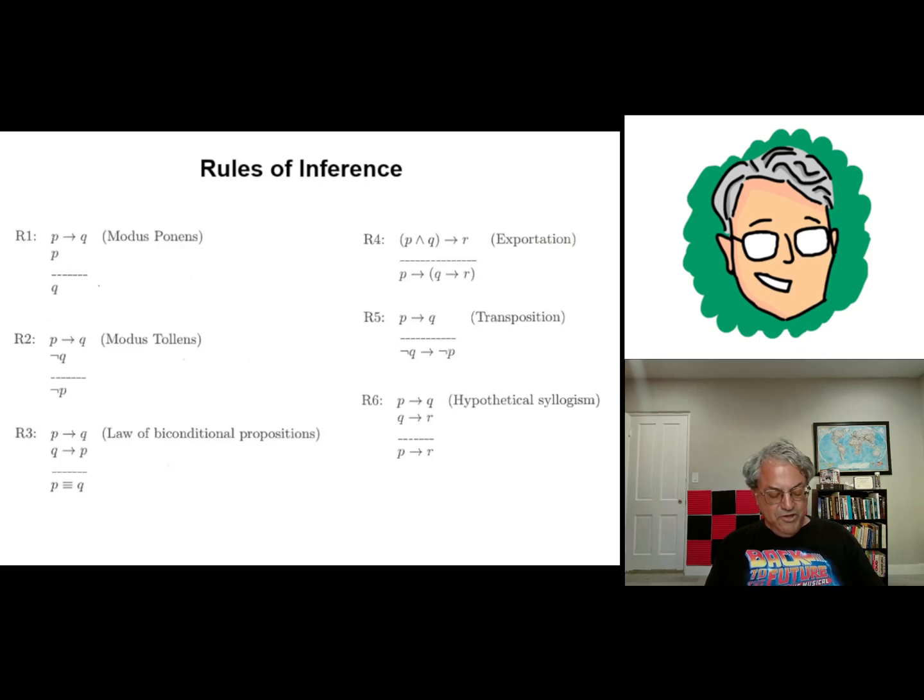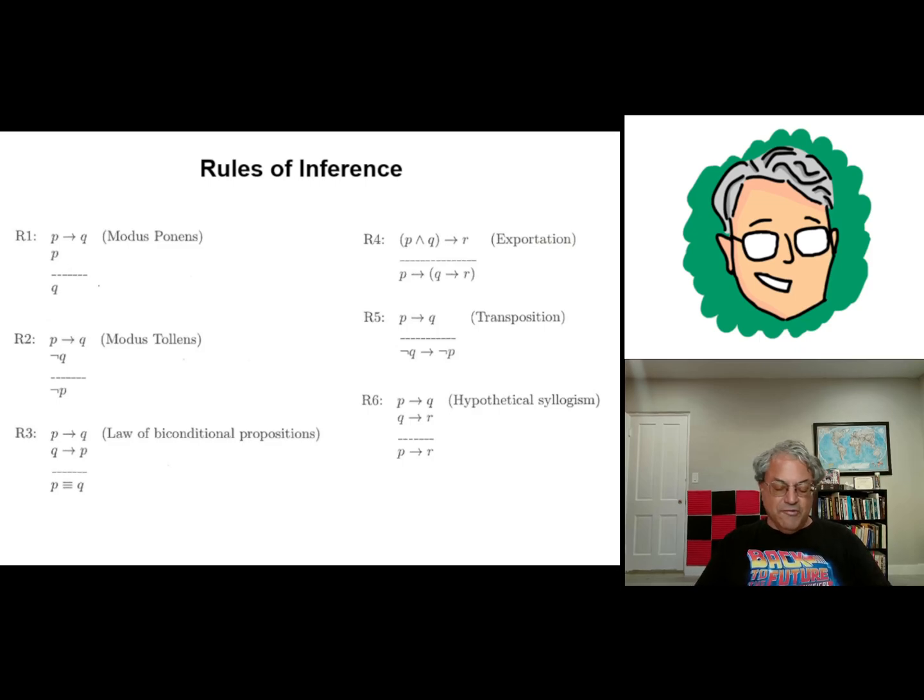And then rule three, law of biconditional propositions. This is kind of a definition of equivalence. Remember, I said that P is equivalent to Q whenever P implies Q and Q implies P. So if your first two premises are P implies Q and Q implies P, then we automatically conclude that P is equivalent to Q.